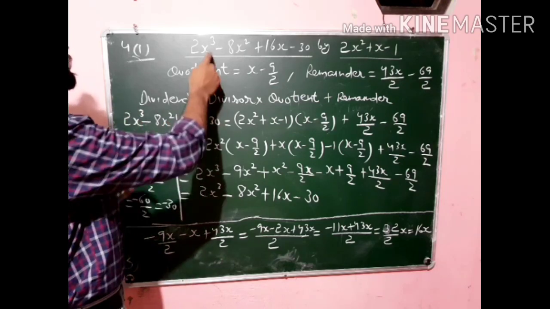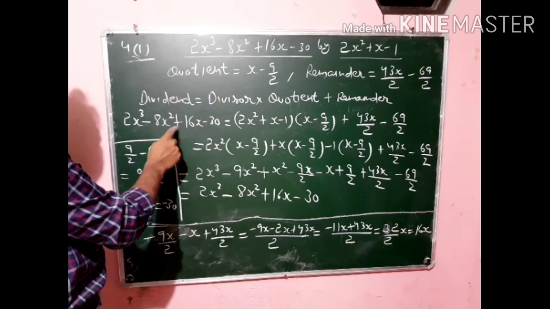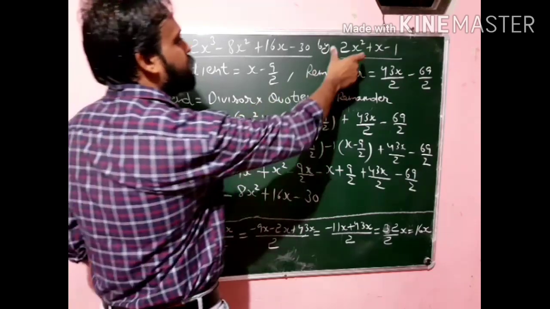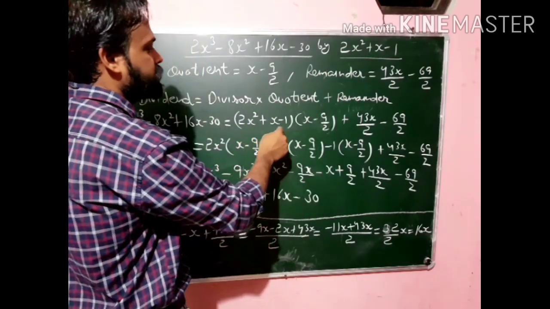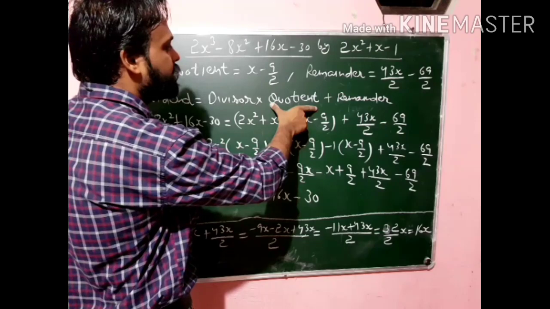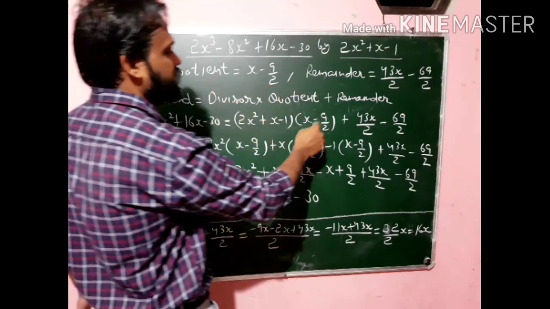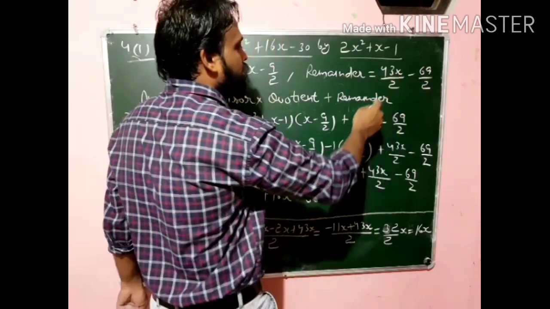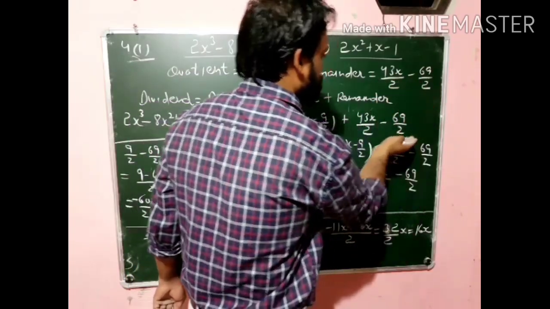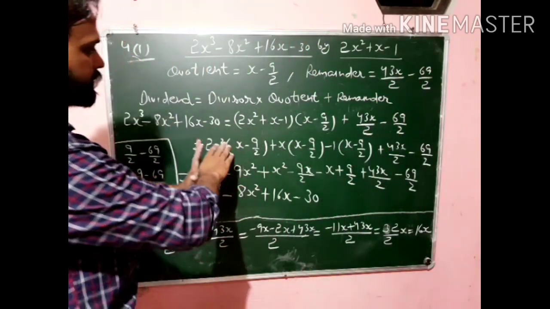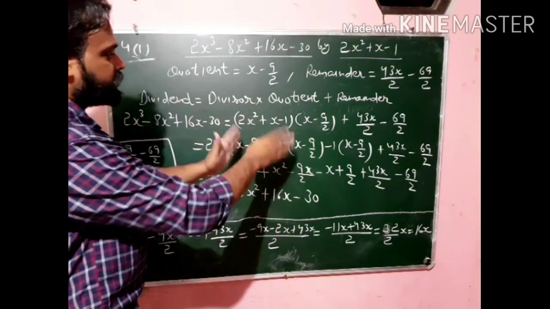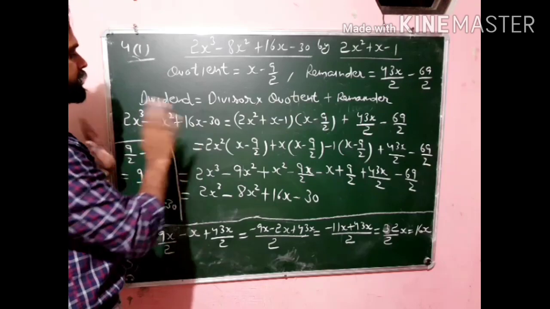First of all, the dividend 2x cube minus 8x square plus 16x minus 13 is equal to the divisor, 2x square plus x minus 1, multiplied with the quotient x minus 9 by 2, plus the remainder 43x over 2 minus 69 by 2. Now we have to solve only the right hand side; the left hand side will remain as it is.